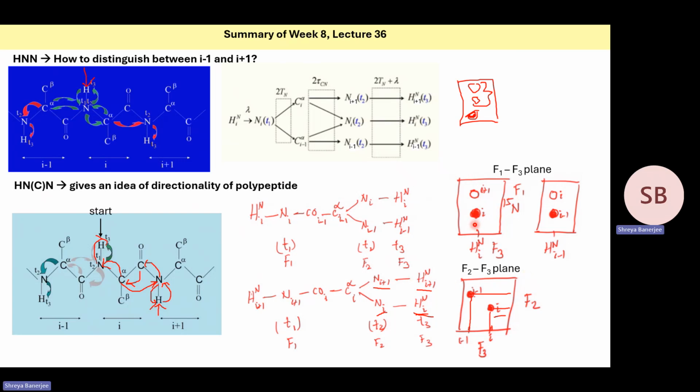And if you want peaks like this, which will give an idea about the directionality of the peptide, that is, which direction is I+1. Normally I-1 is along the N terminal, I+1 is along the C terminal. So to give an idea of which is N terminal and which is C terminal, we need the F1, F3 plane, where we will see cross peak only of I+1.